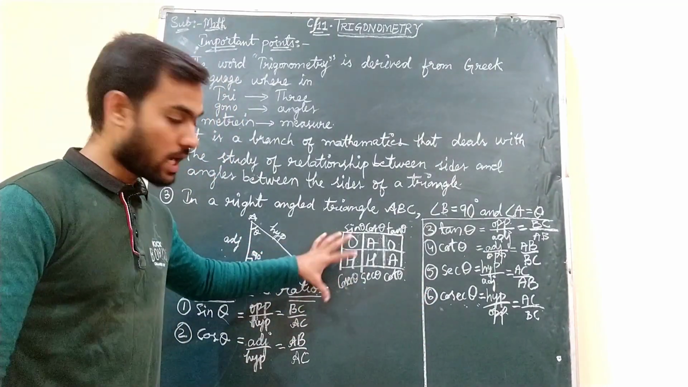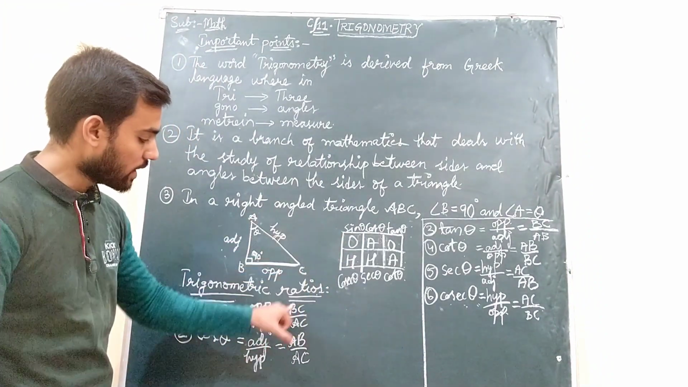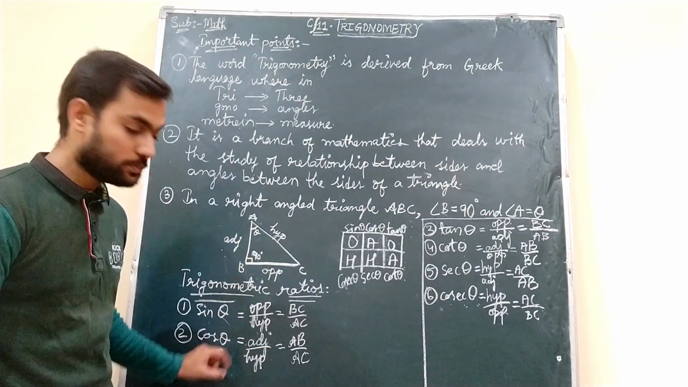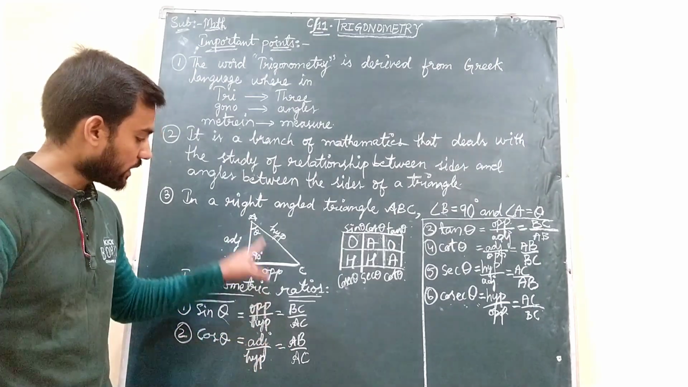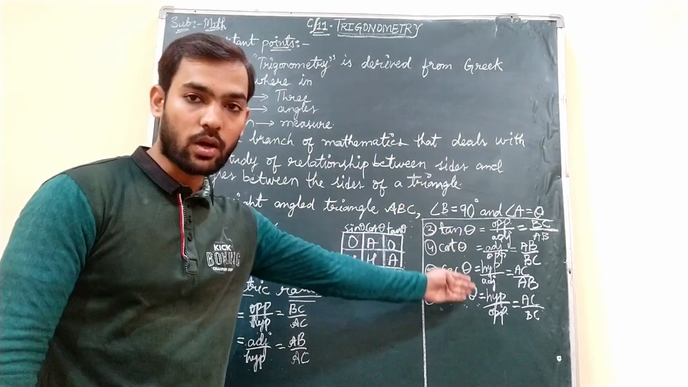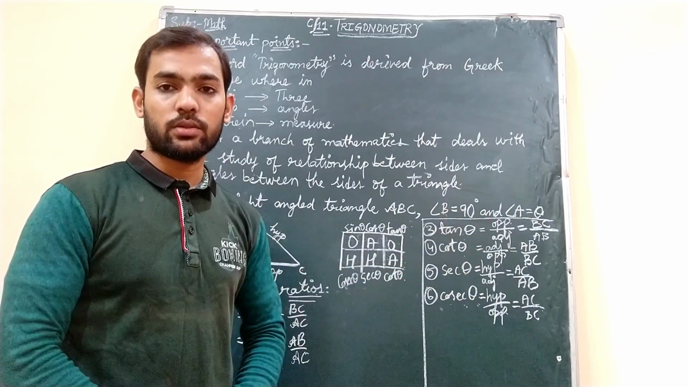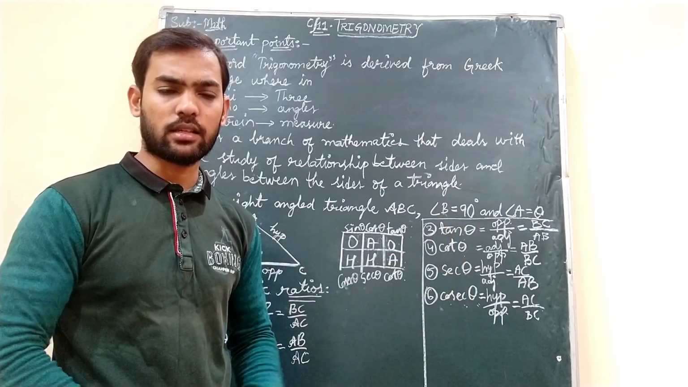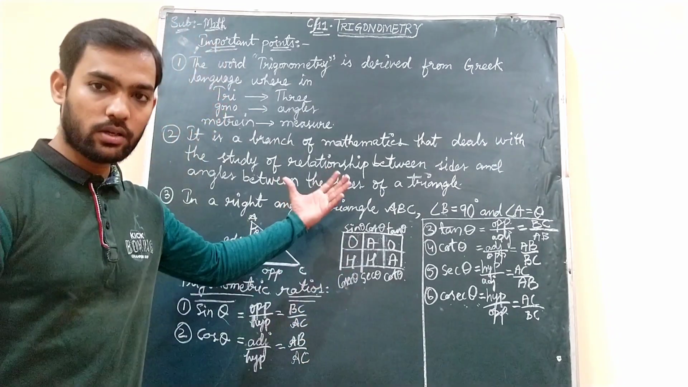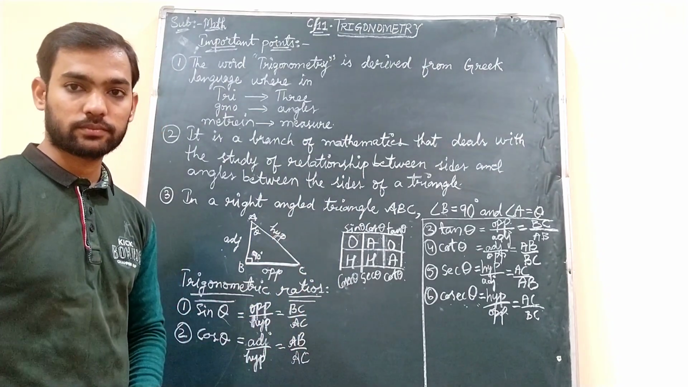Hypotenuse by opposite. Now I will see which is the opposite side. I have written here BC is opposite, hypotenuse is AC. So BC by AC is the sine theta for this triangle. And cos theta value will be adjacent by hypotenuse. Adjacent is AB and hypotenuse is AC, so AB by AC. Likewise, we will get all the 6 trigonometric ratio formulae. These formulae we will use at many places in doing problems. So now you can copy down all these important points in your notebooks.